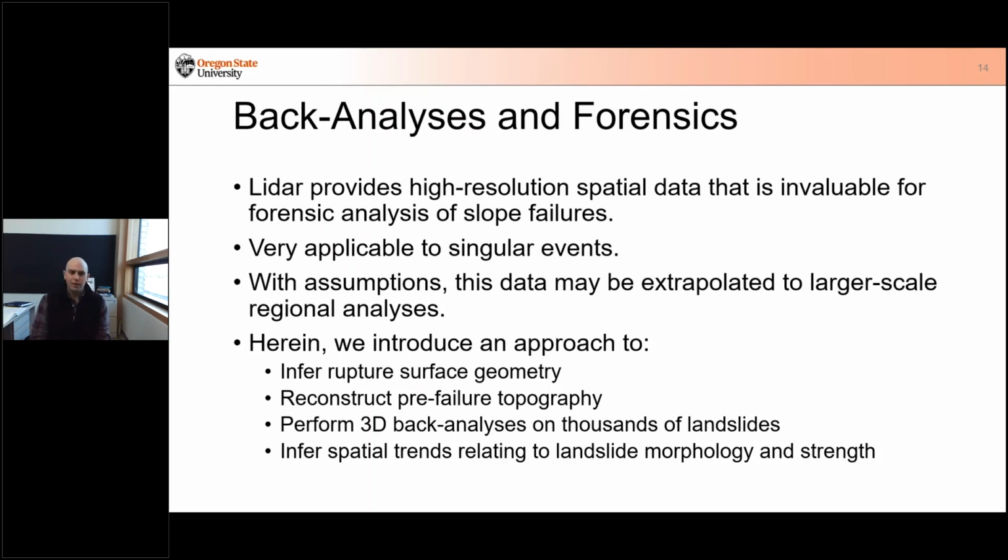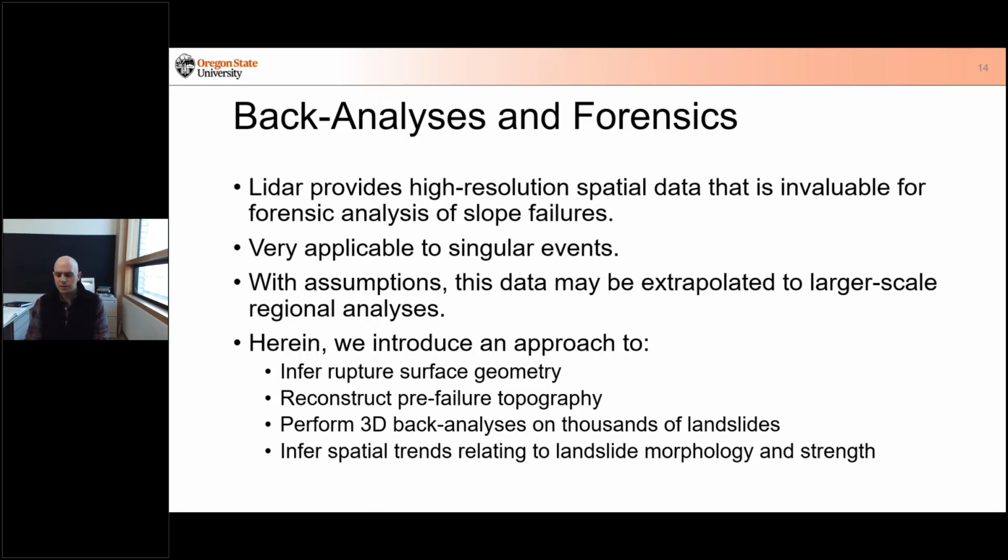Let's get started. So LiDAR is pretty useful for back analyses and forensics for interpreting what's happened. You can map things like tension cracks and extension or compression ridges. It also gives us high resolution spatial data about scars or other features associated with landslides. So it's very applicable to singular events. Now, for a given landslide, you're often going to walk it around and map every feature you can. Springs, seeps, tension cracks, whatever you might find to interpret the kinematics of movement. So for singular events, it's really, really helpful.